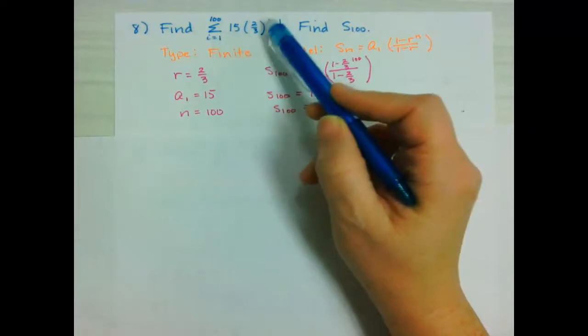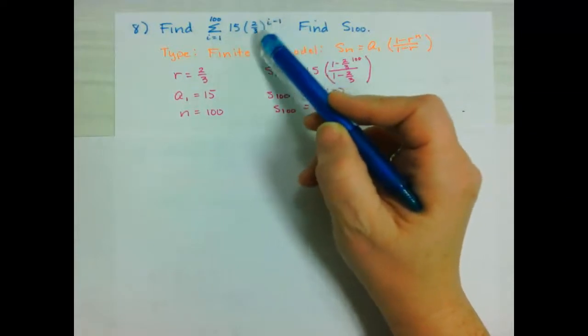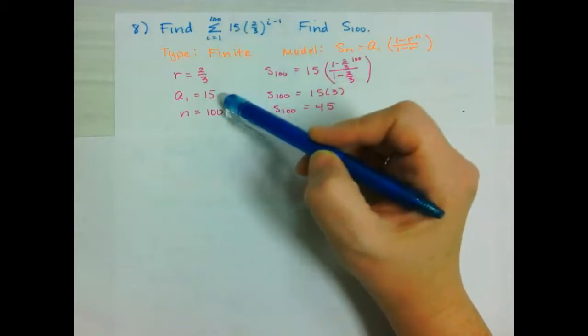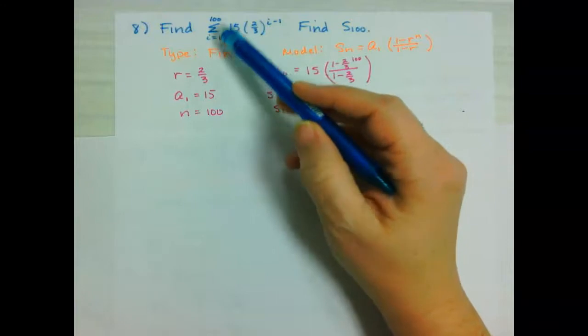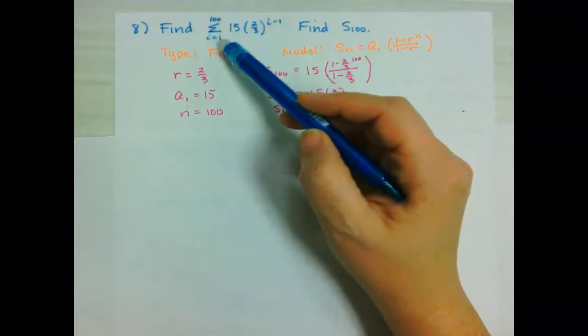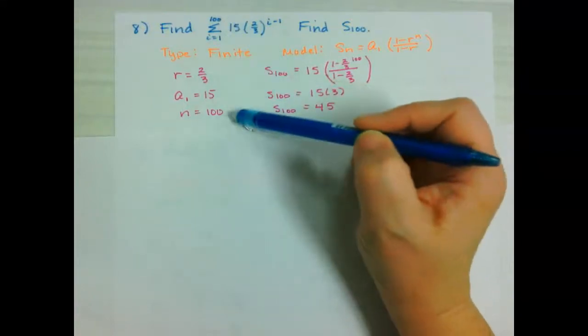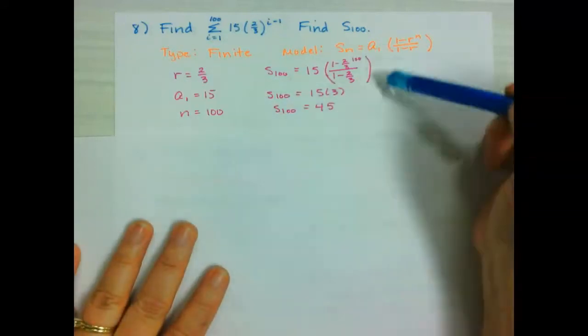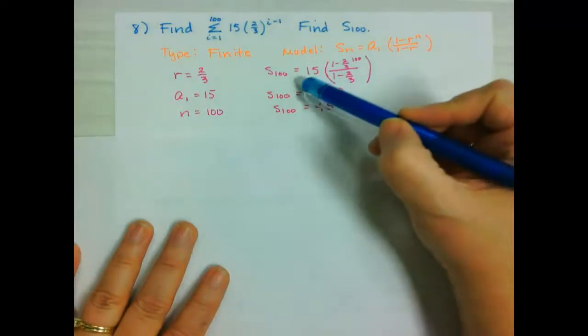The lower bound is 1, so 1 minus 1 is 0. 2/3 to the 0 power is 1 times 15 means I have an A sub 1 value of 15. And then if I'm going from 1 to 100, 100 minus 1 is 99 plus 1 gives me an n value of 100. So now once I know these three things, I can just go straight to my model. I'm finding S sub 100.